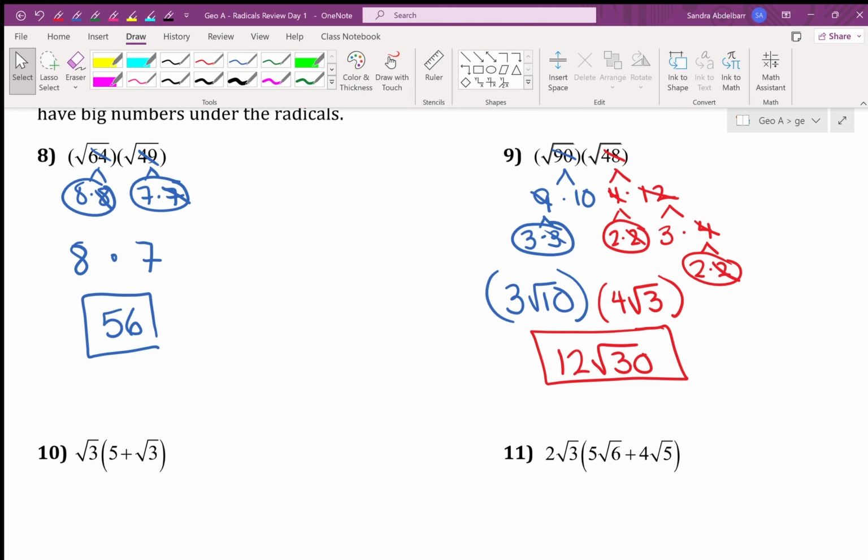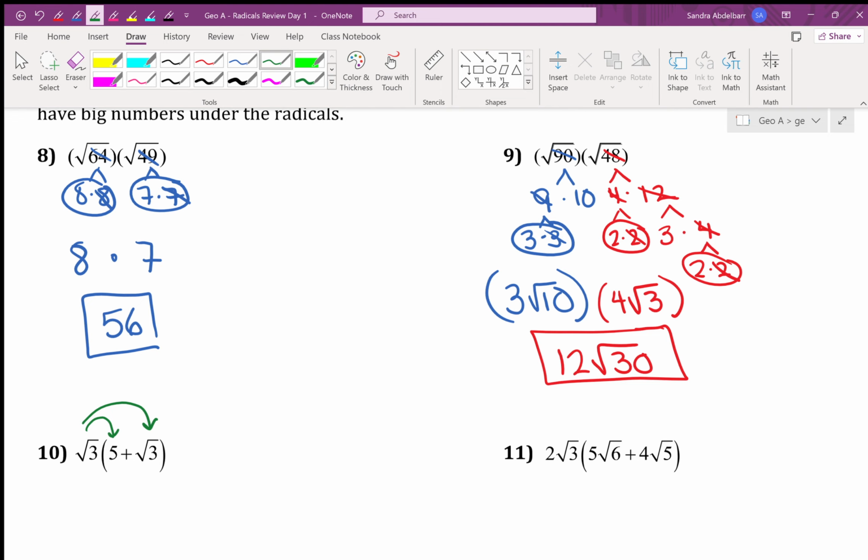All right, number 10. Whenever you have a number and then parentheses, what do you have to do with that number? What is it called? Starts with a D. Distribute. Good. We need to distribute. So right now, it doesn't matter that it's a radical. I still need to distribute. But be very careful. Is that first 5, is that a radical?